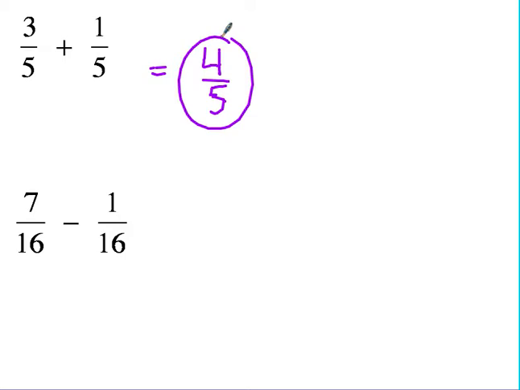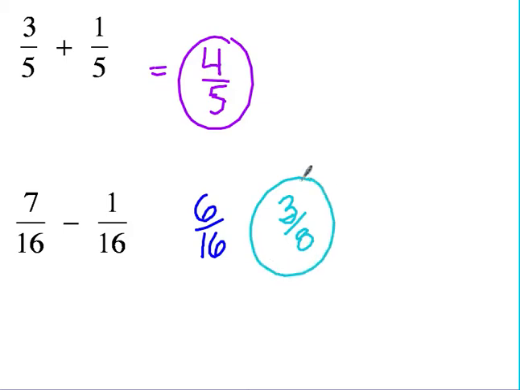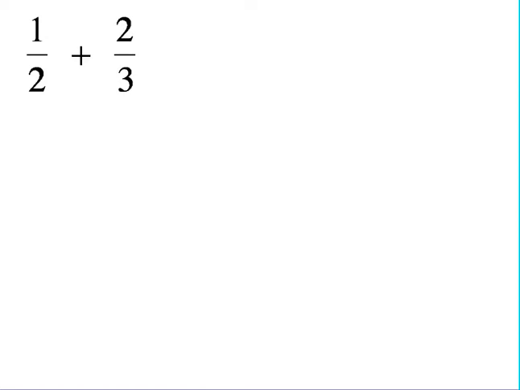What do you get on the next one? 7/16 minus 1/16. 6/16. But you need to reduce that down because 6 and 16 are both divisible by 2. So 2 goes into 6, 3. 2 goes into 16, 8. So your answer is 3/8. So we're going to look at a few more of those.